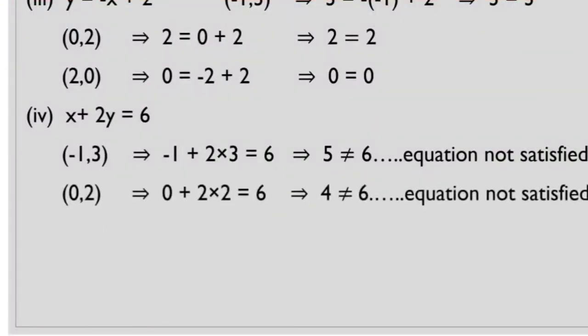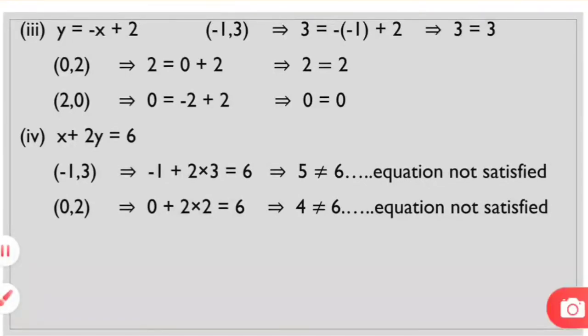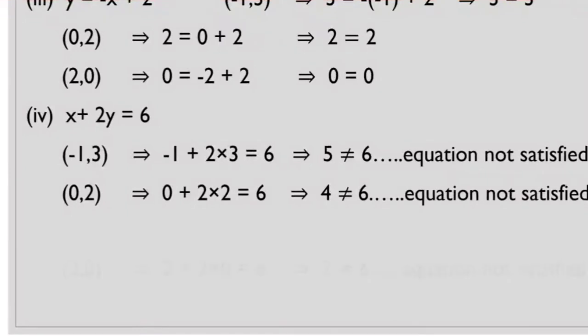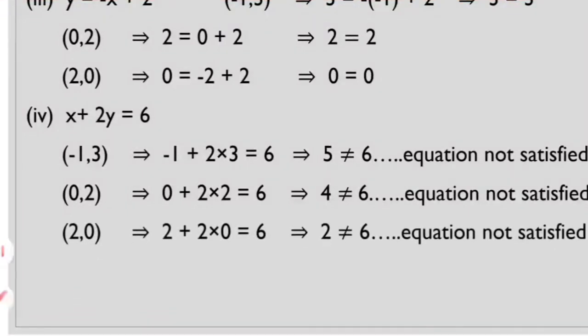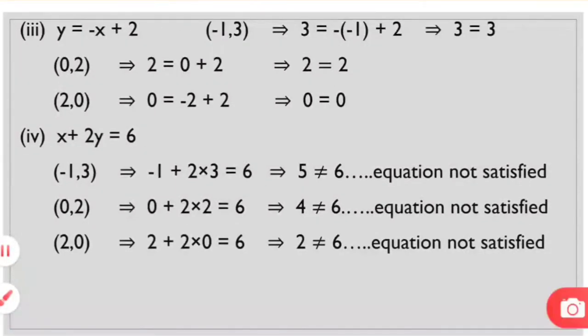Another pair, that is 0, 2. Let's see the next pair, that is 2, 0. Again inserting the pair values in the given equation, you can see 2, that is the value of x, plus 2 into 0, where 0 is the value of y, is equal to 6. When we solve, we know that 2 plus 0, that is 2, is not equal to 6. Again, this pair does not satisfy the given equation.